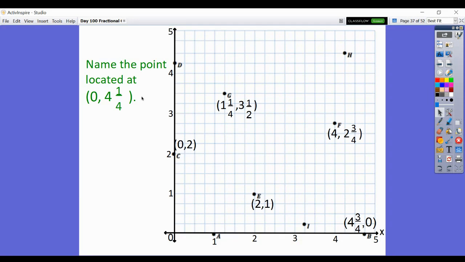Name the point located at 0 and 4 1/4. Okay, 0, so no movement along the x-axis, but 4 and 1/4 up. It would be point D, as in dog.